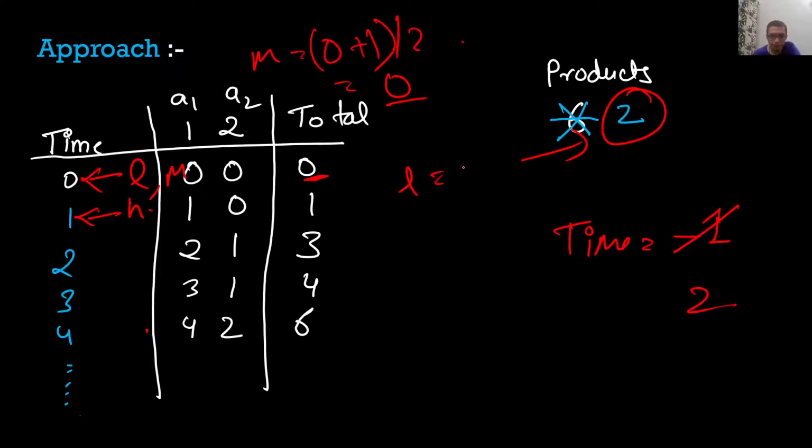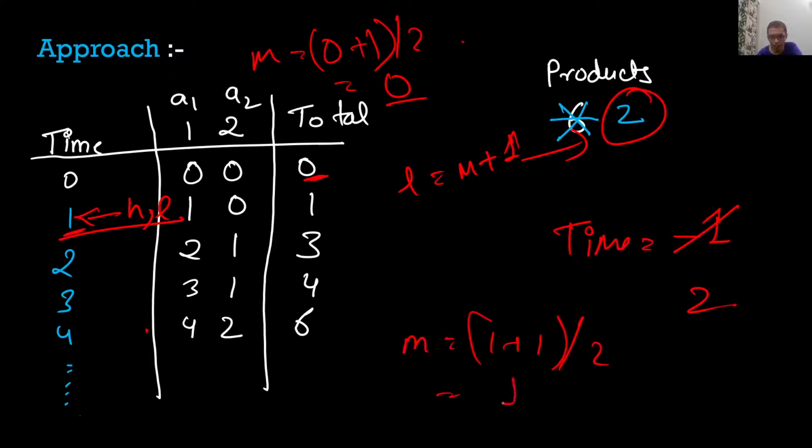So now my low would be mid plus 1. Now low would point over here, right? Let me quickly erase this. So now my low is at 1. Again, we have to find the mid. Mid is high plus low divided by 2. Both are 1, so 1 plus 1 divided by 2. This is mid. It is again 1.